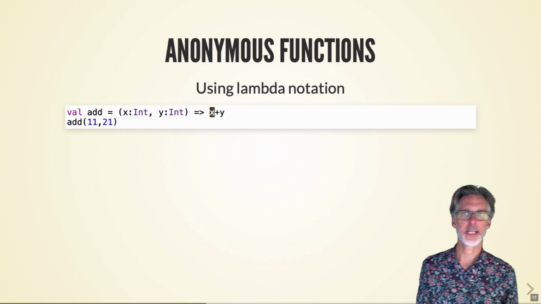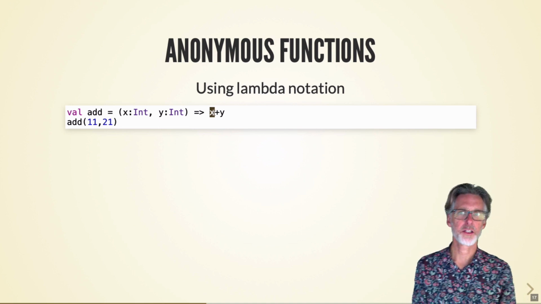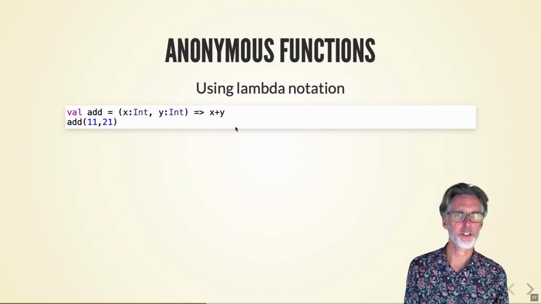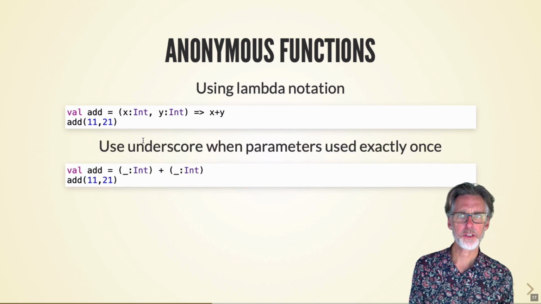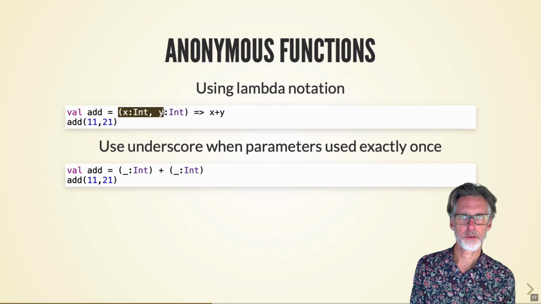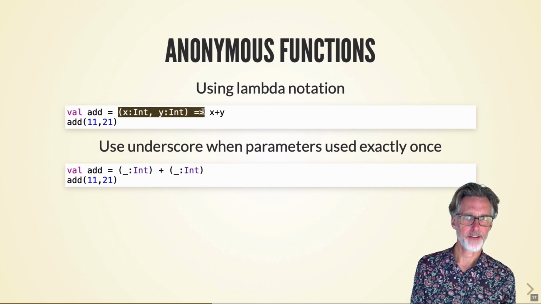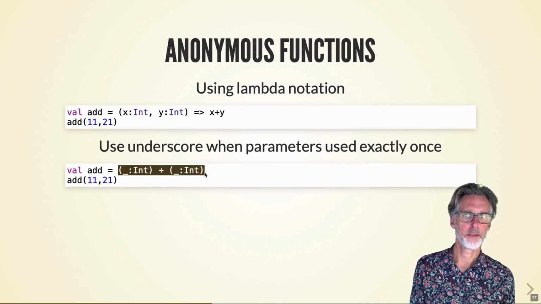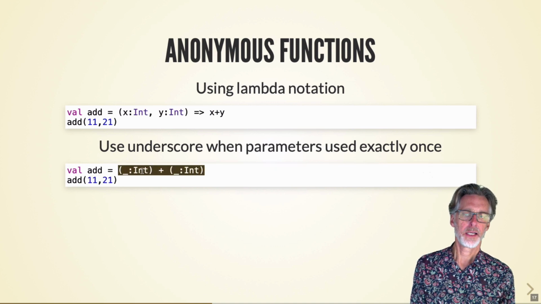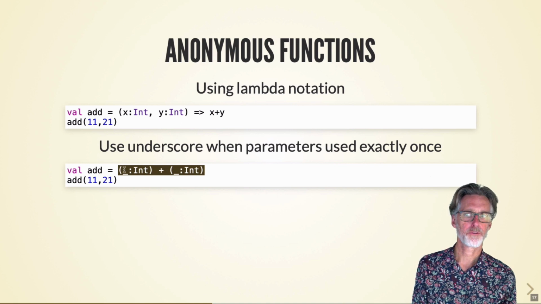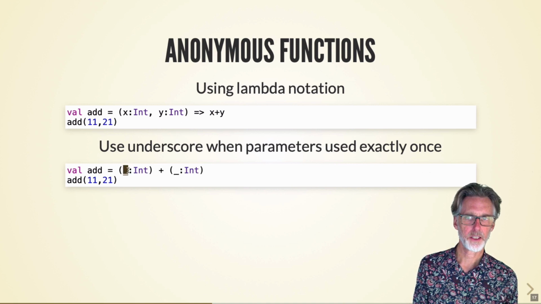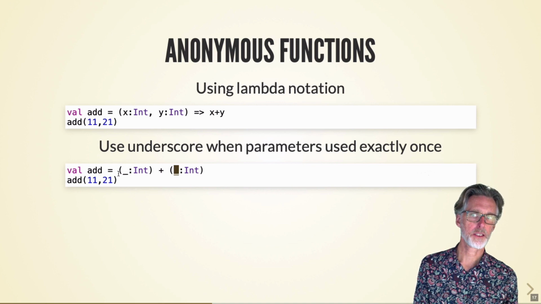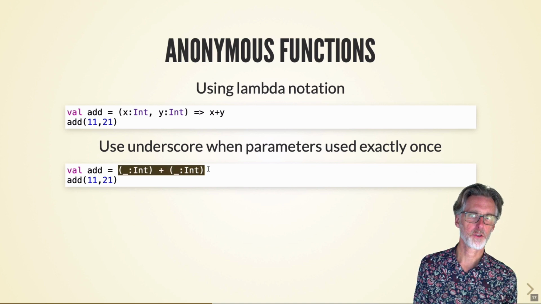And whenever that's the case, when all the parameters are used exactly once, Scala has a really convenient shorthand, which is that you can leave out the parameters and the fat arrow, and instead you just write an expression where you put underscores where the parameters are going to go. And it'll take them from left to right. So the first parameter will be bound here, and the second parameter will be bound here. So this expression is a function of two parameters.